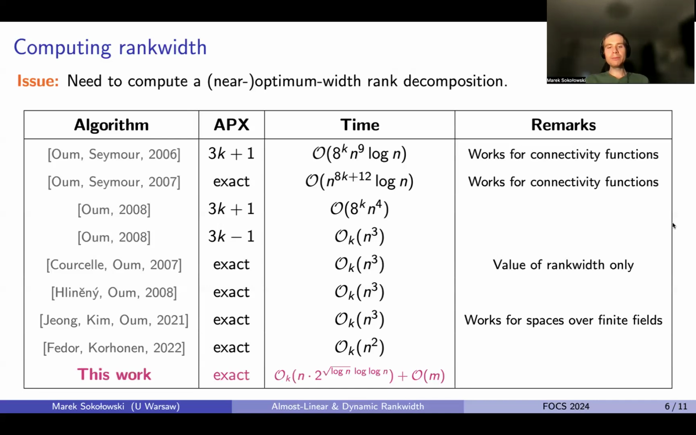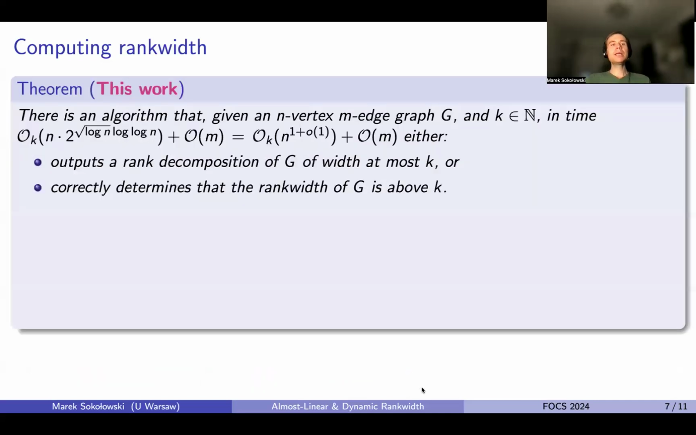And eventually, we have our work, which computes exact rank decomposition in time that is almost linear in the number of vertices of the graph. So we have n times some sub-polynomial factor in n times some factors depending on k, plus additionally, a summand that is truly linear in the number of edges of the graph. Okay, so let us state our result formally.